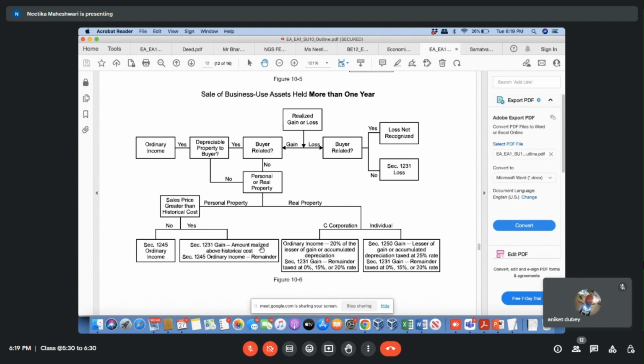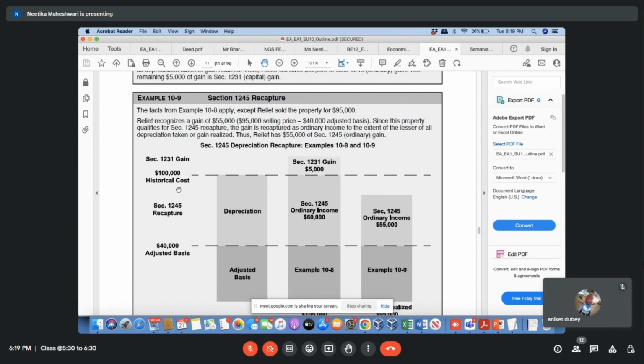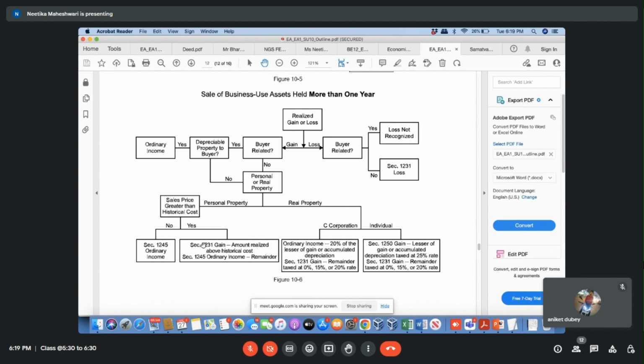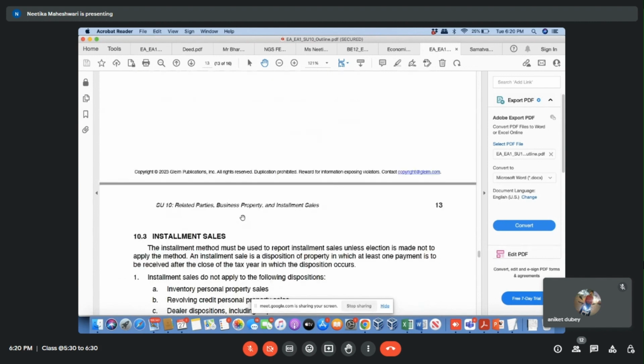And Section 1231 gain is any amount realized above historical cost. We have seen that if you're realizing the gain above historical cost, then Section 1231 will come into the picture. Otherwise, it will be considered as ordinary income. If it's a personal property, if it's a real property, then we'll have to see if we can take advantage of Section 1231 gain. Okay, and then we have to go with our rules. So we'll stop here now.